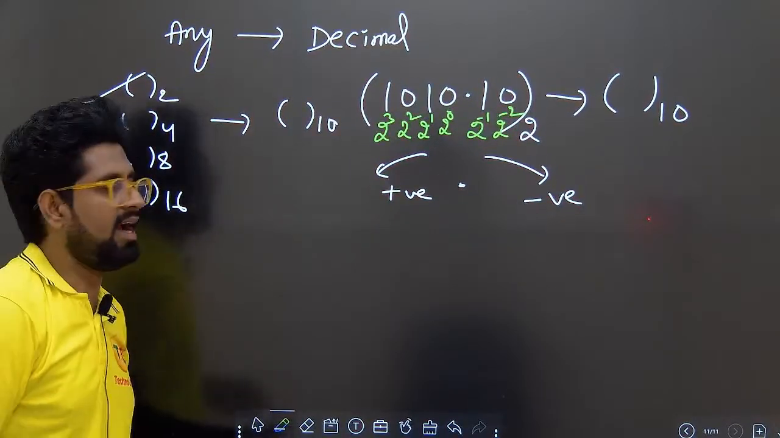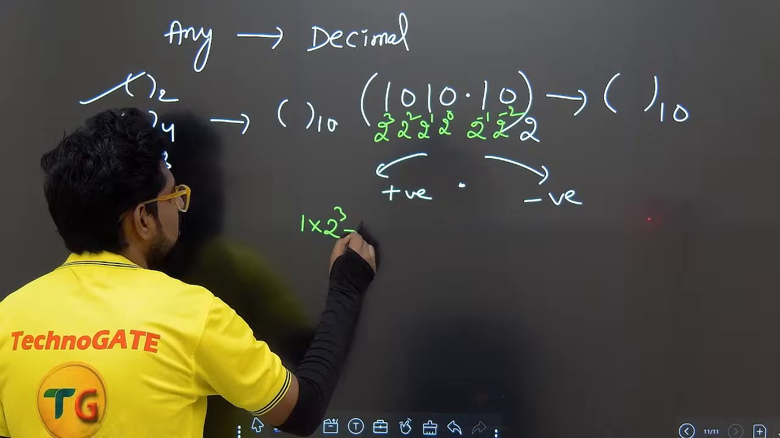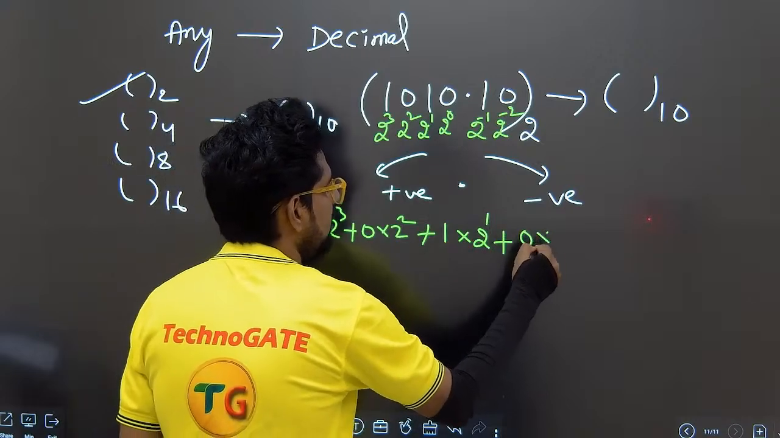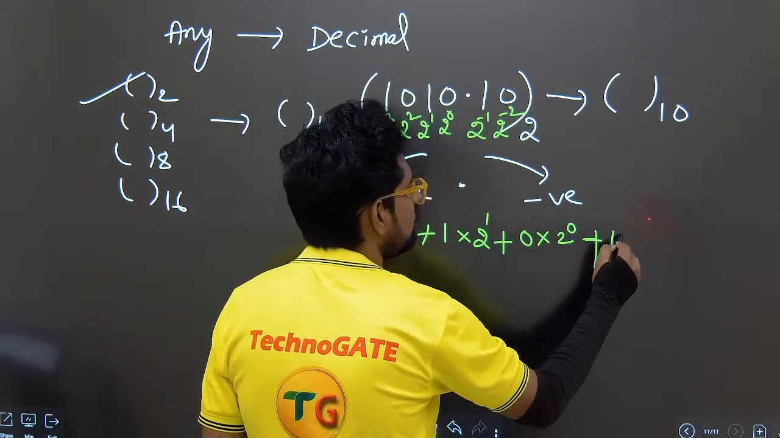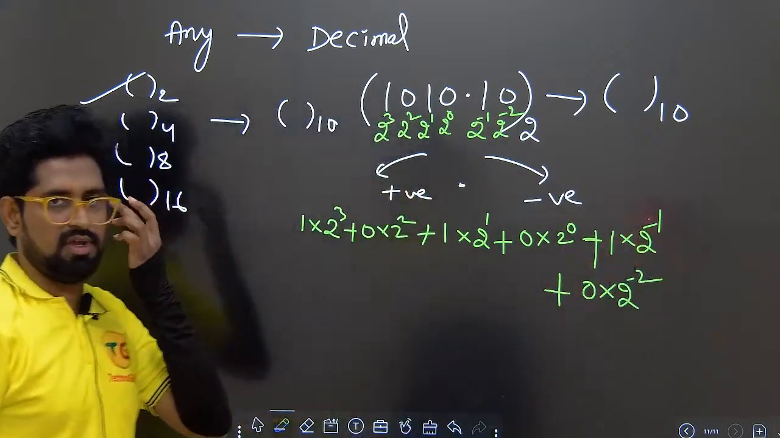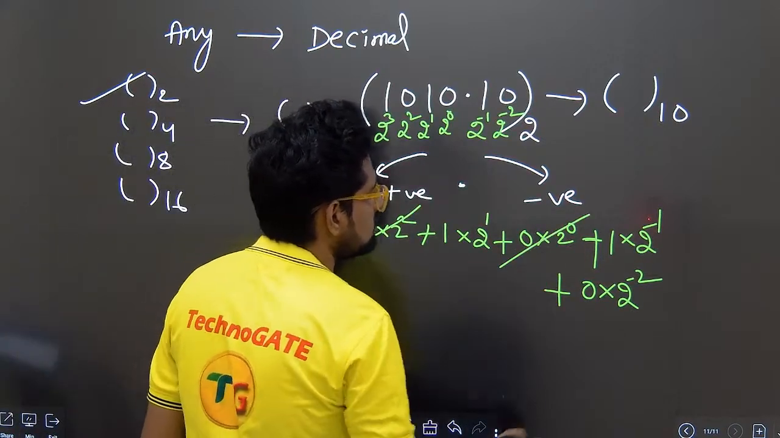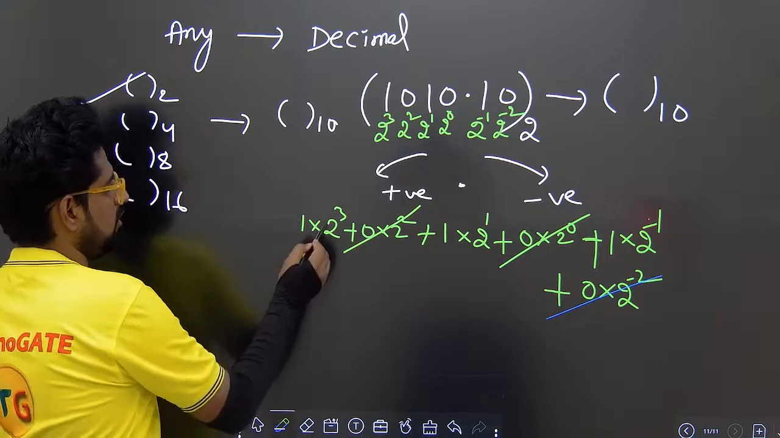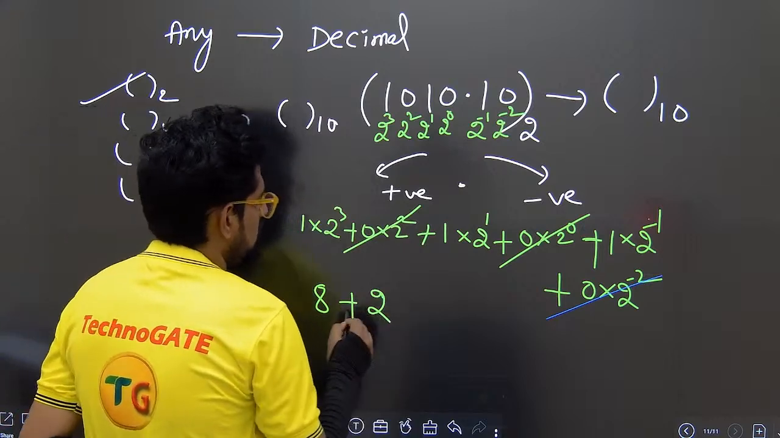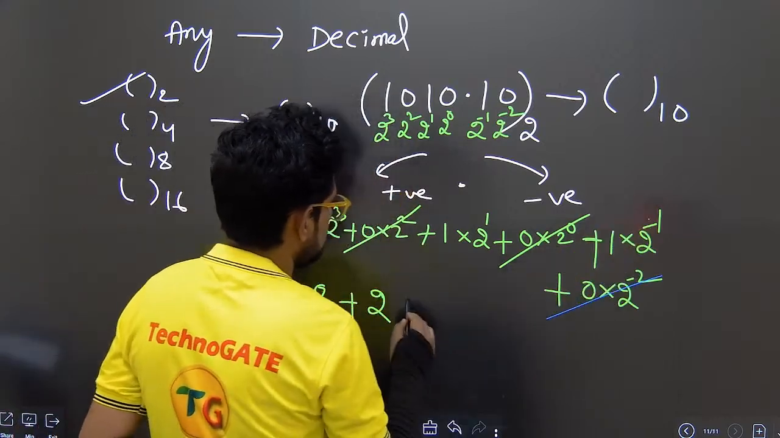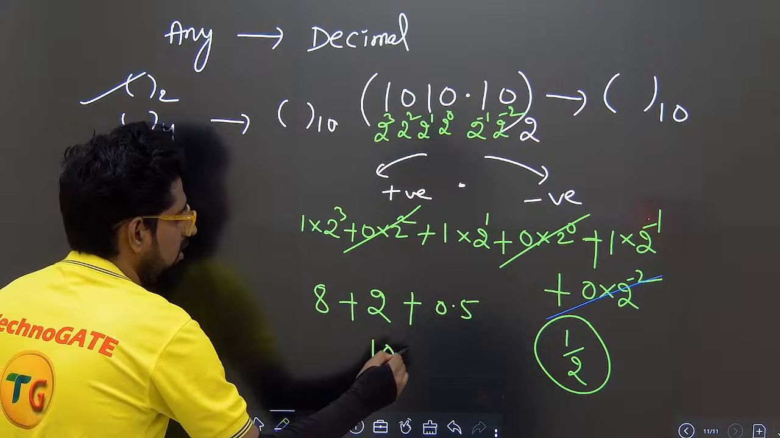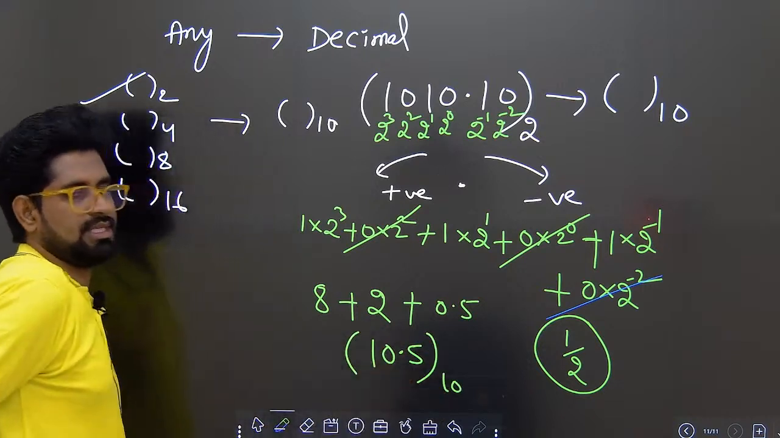You just multiply and add: 1 into 2 cube plus 0 into 2 square plus 1 into 2 power 1 plus 0 into 2 power 0 plus 1 into... you can do separately also, you can club. That's not a problem, both you will get the same answer. Anyway, 0 is multiplied with something, the answer is 0. I am cancelling the things. 2 cube means 8 plus 2 power 1 is 2. Okay, 8 plus 2 is 10. 2 power minus 1 is 0.5, right? 1 by 2 means 0.5. So 10.5 base 10 is the answer.